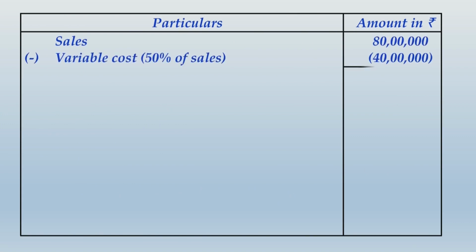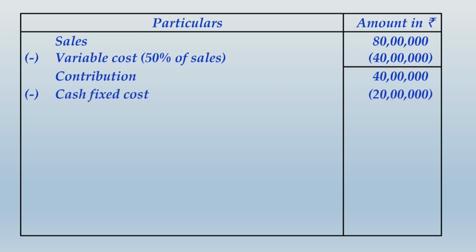So when you are starting with this income statement, the first component will be sales less variable cost, which is 50% of sales. So 80 lakhs minus 40 lakhs will give you contribution of 40 lakhs. Then subtract cash fixed cost amounting to 20 lakhs. That will give you profit before depreciation and tax amounting to 20 lakhs.